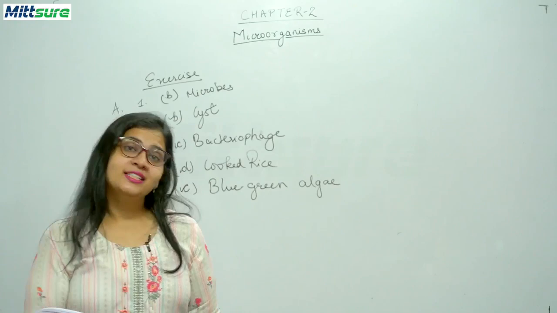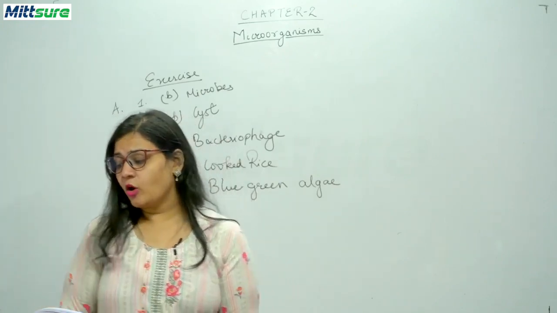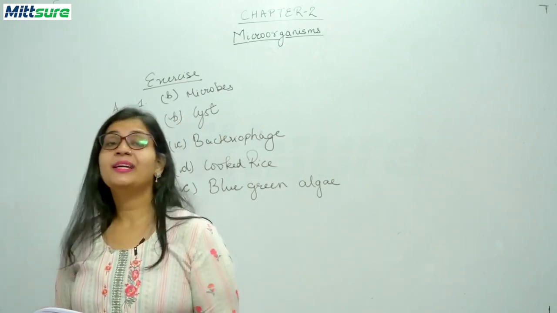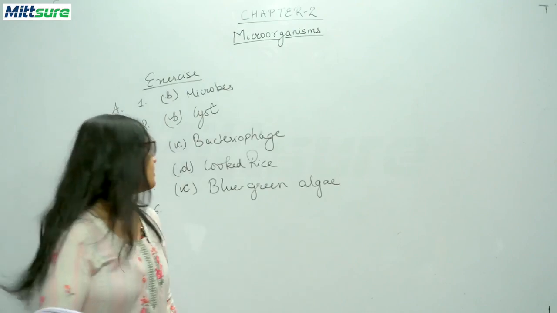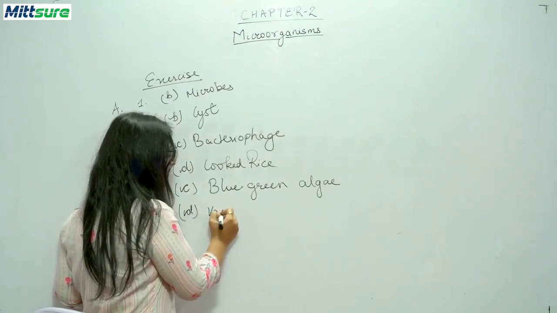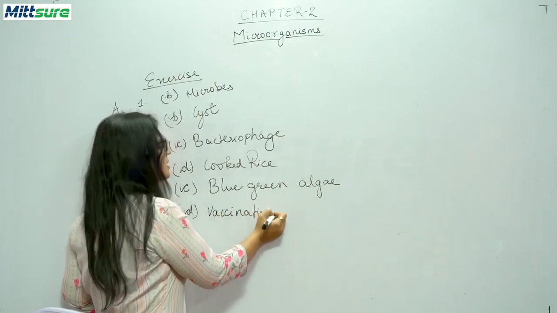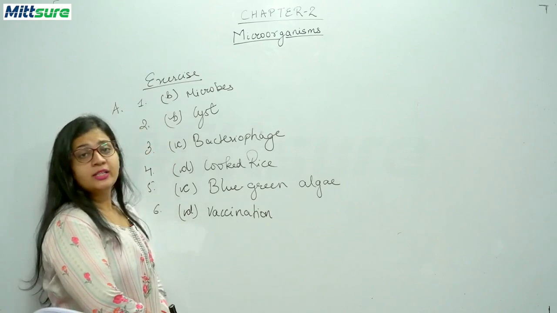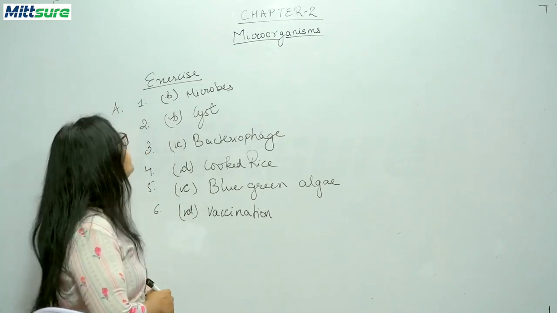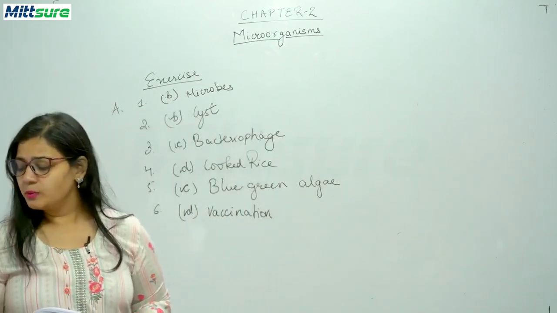Now D, vaccination is a process of providing immunity, or of providing a microbe which is injected to prevent us from getting a disease. So the correct answer is D, vaccination. So this completes the A question, that is, read the following questions carefully and tick the right options. Now we'll be doing the B question, which is fill in the blanks with appropriate words.